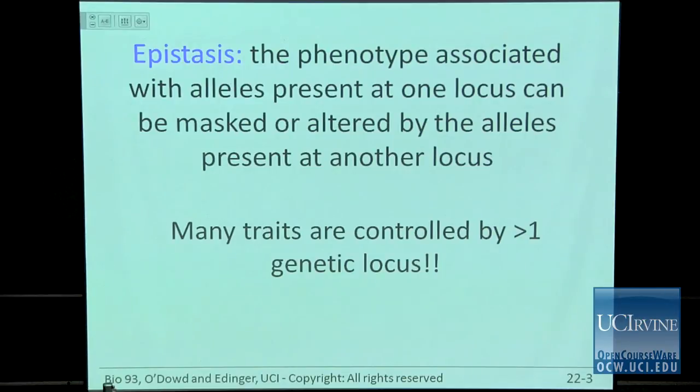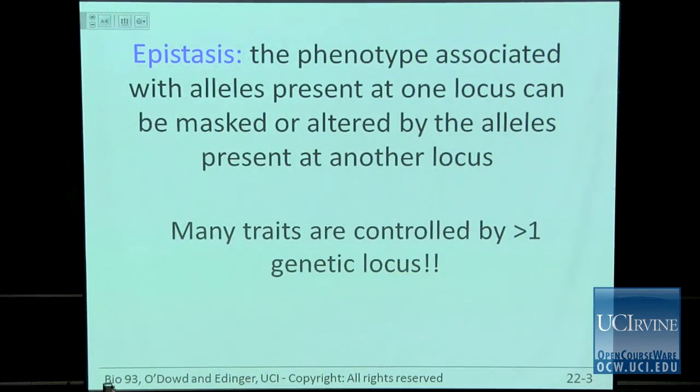So epistasis, I think, is a common sense principle, but because we call it something fancy like epistasis, people tend to get confused about it. So I'm going to define the term a couple different ways and work through a couple of examples, and hopefully by the end of all that it will make sense. The principle of epistasis is that the phenotype associated with alleles present at one locus can mask or alter the phenotype controlled by alleles at another locus.